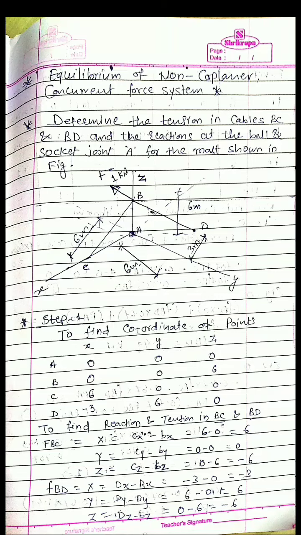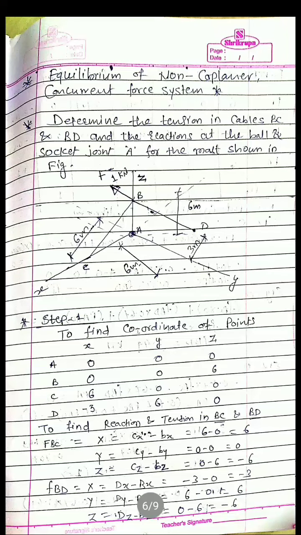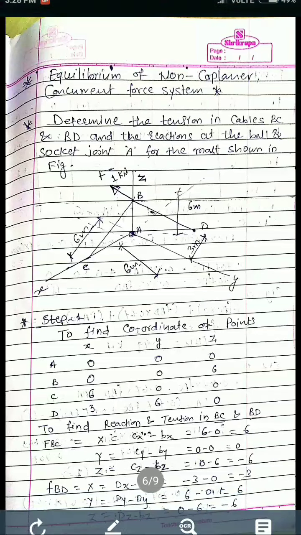See the A, B, C, D, these are the 4 points which are given, and their corresponding locations or coordinates are given on the diagram. So these are the coordinates. A will be at the origin, so that's why 0, 0, 0. B acts along the z-axis, so that's why 0, 0 and 6. C acts along the x-axis, that's why 6, 0, 0, and D is equal to -3, 6, 0.